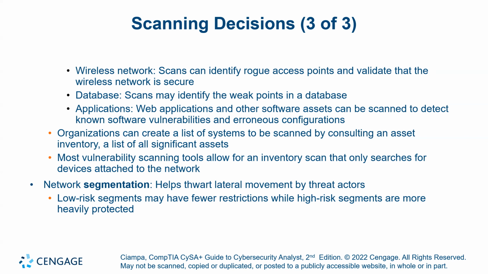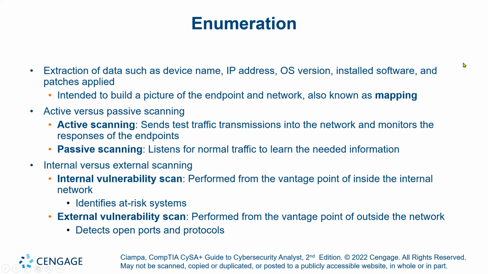Network segmentation. This helps thwart lateral movement by threat actors. Low-risk segments may have fewer restrictions, while high-risk segments are more heavily protected. Enumeration. Extraction of data such as device names, IP addresses, OS version, installed software, and patches applied. Intended to build a picture of the endpoint and network. It's also known as mapping.